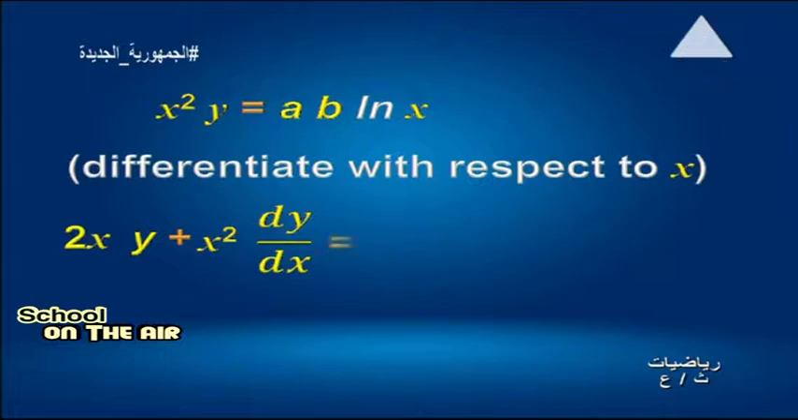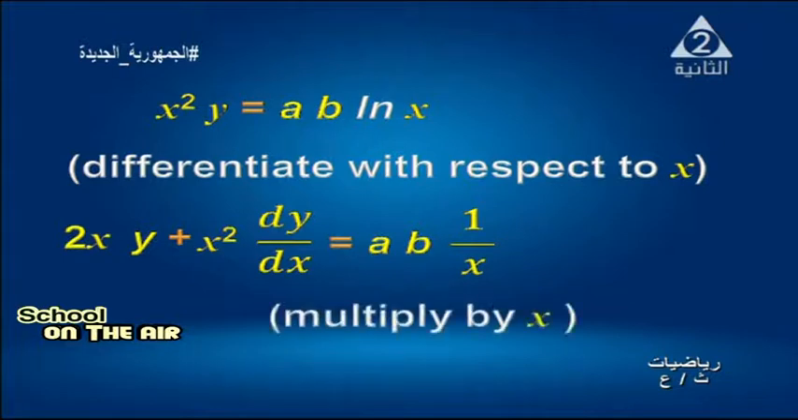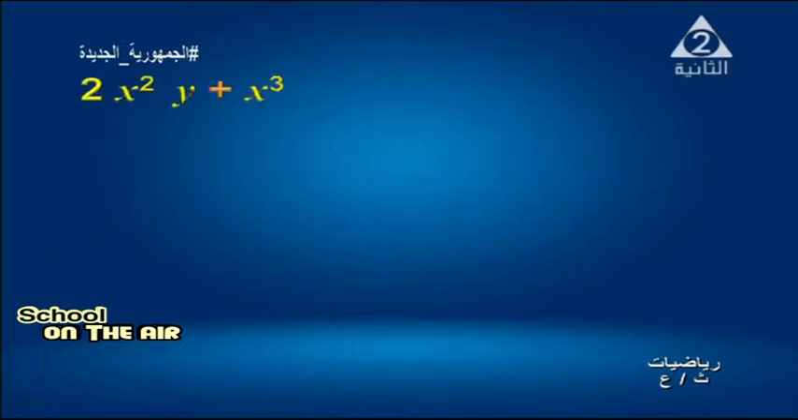equals the right hand side ab ln x, and a and b are two constants. Then ab times the derivative of ln x, which equals 1 over x. Now multiply both sides by x. Then the left hand side 2x power 2 y plus x power 3 dy dx equals the right hand side ab.